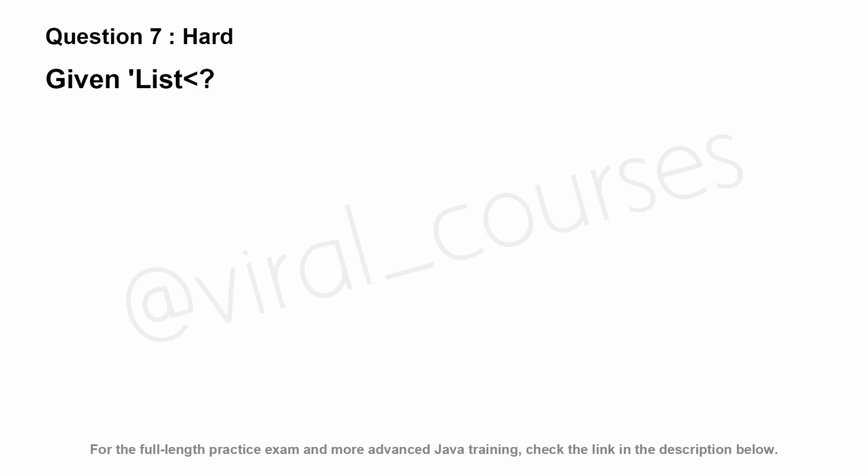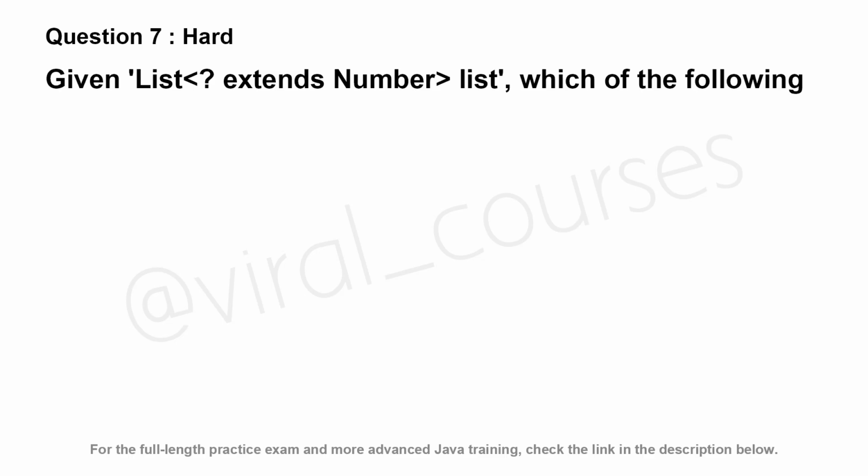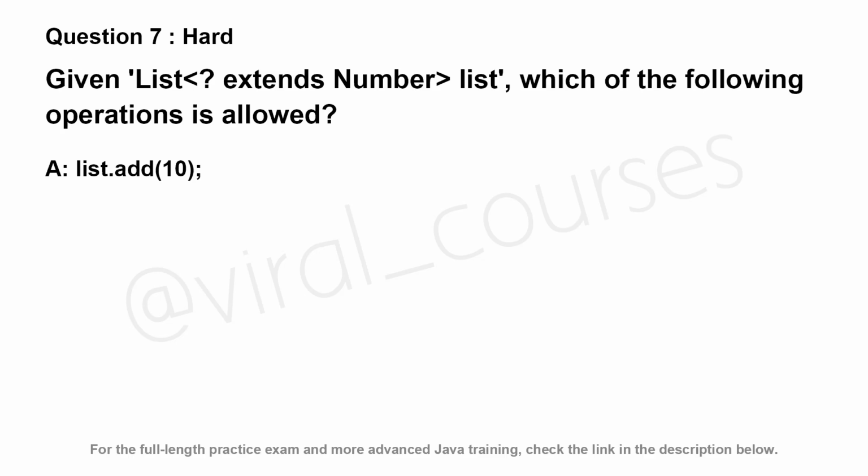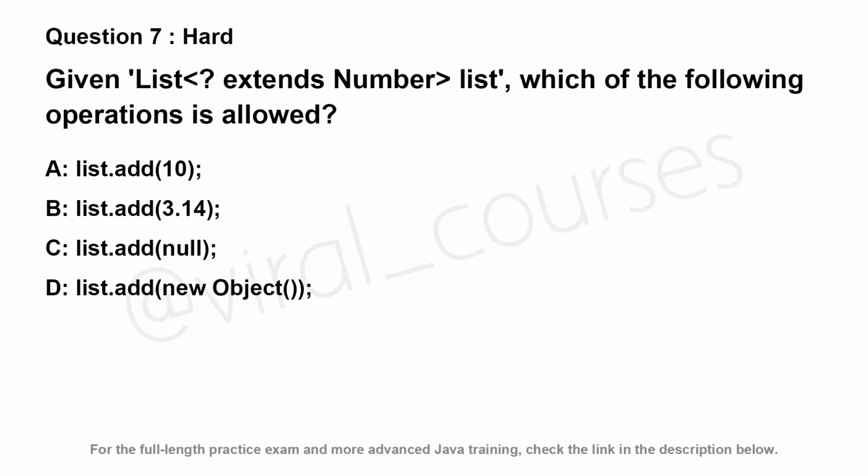Given List<? extends Number>, which of the following operations is allowed? Option A. list.add(10). Option B. list.add(3.14). Option C. list.add(null). Option D. list.add(new Object()).